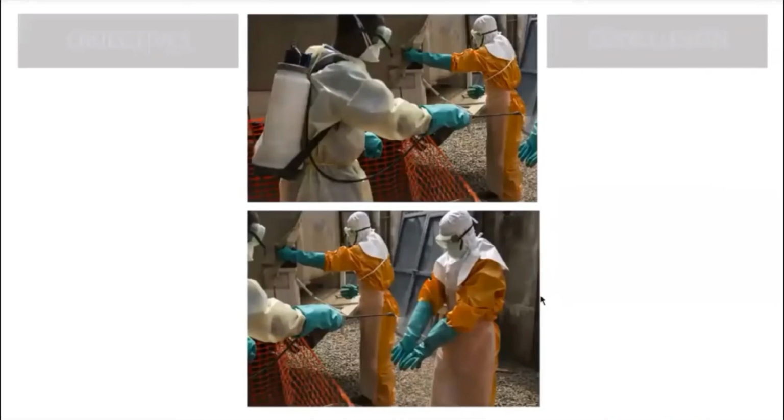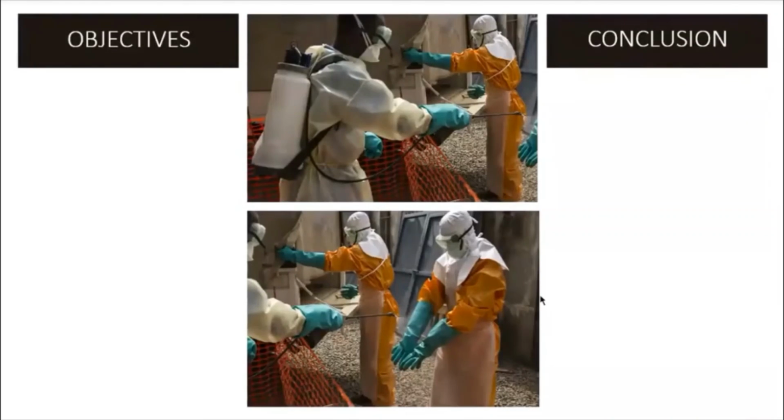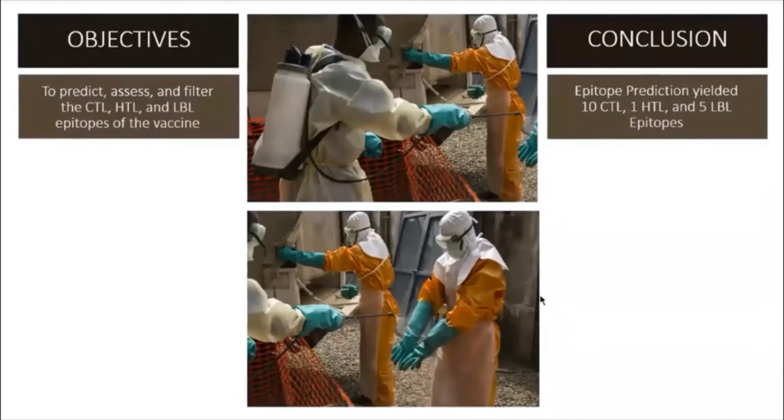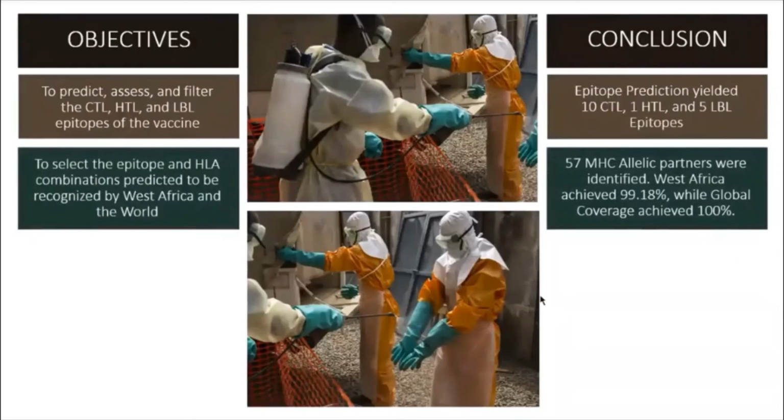Finally, for my conclusions, which I placed beside my objectives, epitope prediction yielded 10 CTL, 1 HTL, and 5 LBL epitopes. 57 MHC allelic partners were identified, and a vaccine coverage for West Africa was achieved to be 99.18%. Globally, this achieved 100%.